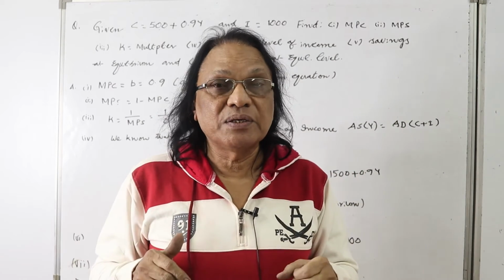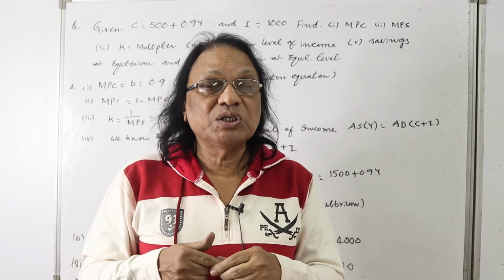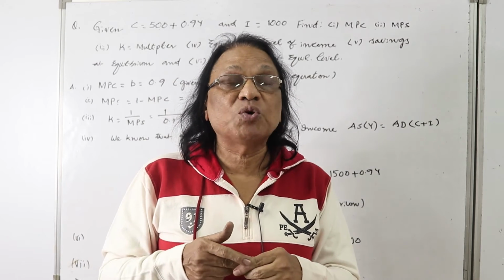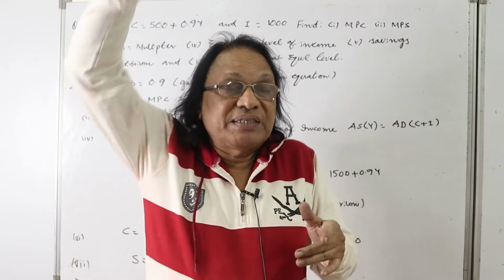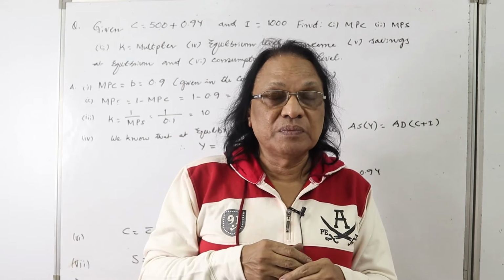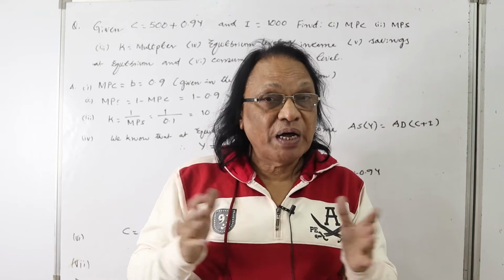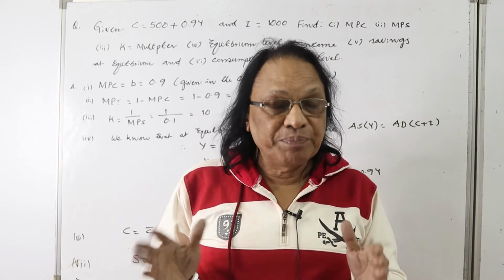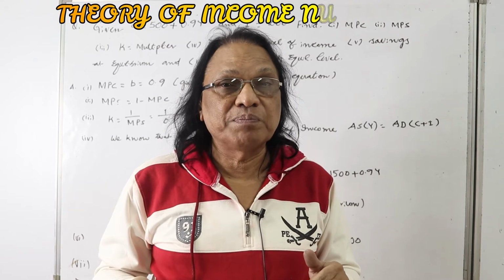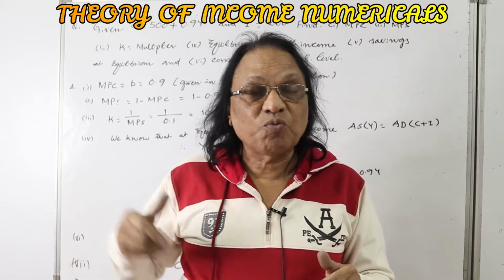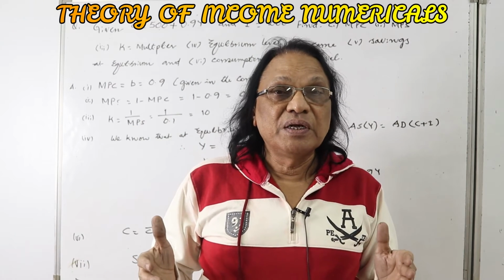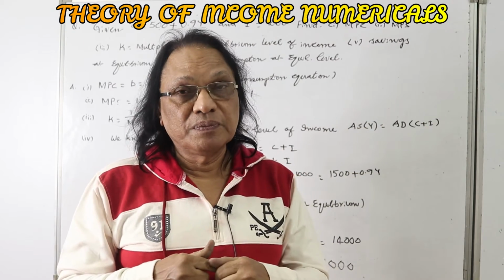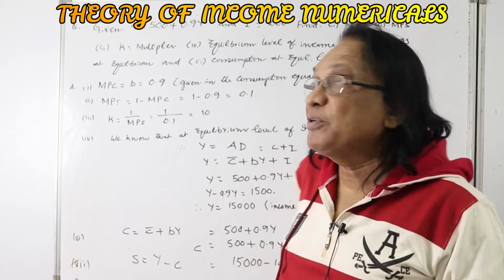So please don't forget to remember all the formulae. APC is equal to C upon Y, APS is equal to S upon Y, MPC is equal to delta C upon delta Y, MPS is equal to delta S upon delta Y. C is equal to C bar plus BY, S is equal to minus C bar plus BY. B stands for MPC and Y stands for income. Let's find out one numerical where we are finding out all the values, given some values. Let's see what values you have here.